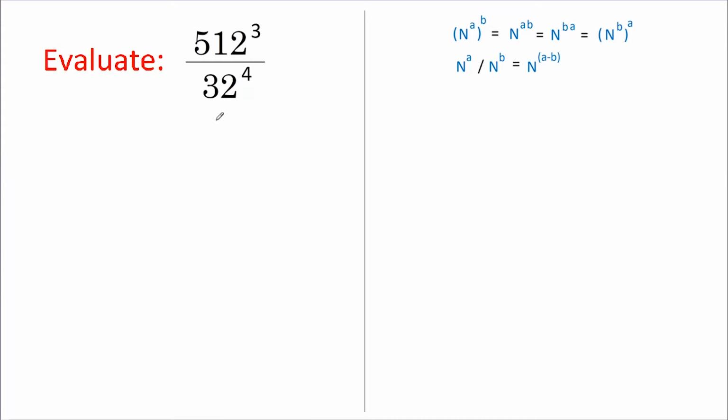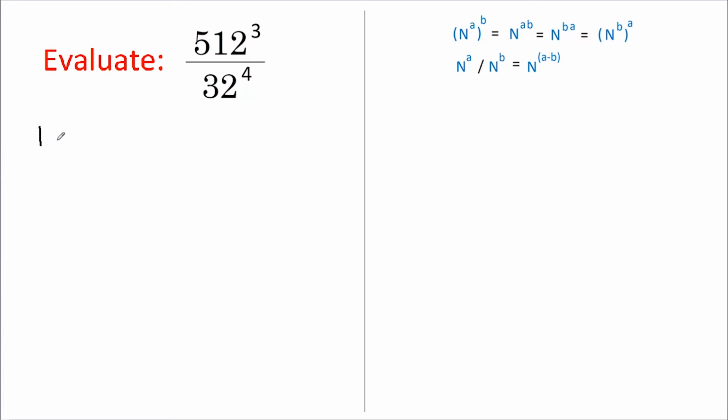Hi, welcome back. Let's evaluate 512 to the power of 3 divided by 32 to the power of 4. The first thing to notice is that 512 and 32 are on your 2 power table. So let's write that out.